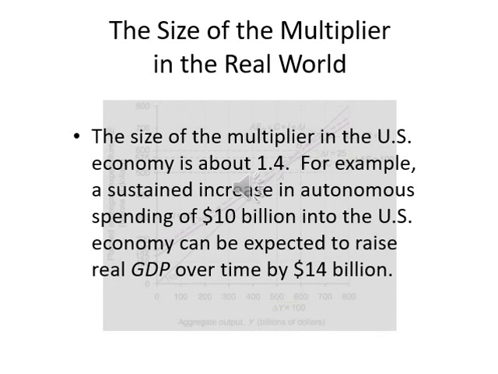The size of the multiplier. In the real world, the size of the multiplier in the US economy is about 1.4. For example, a sustained increase in autonomous spending of $10 billion into the US economy can be expected to raise real GDP over time by $14 billion.